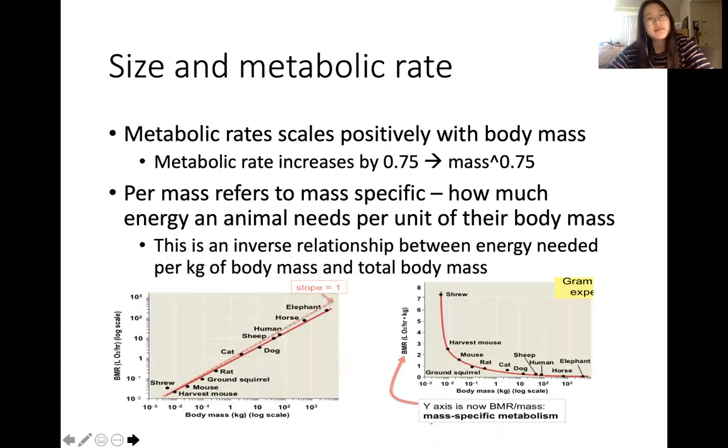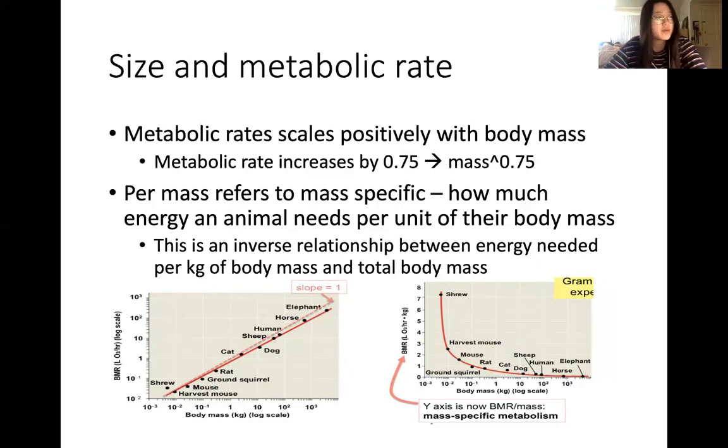So, size and metabolic rate. Metabolic rate scales positively with body mass. If you can see in this graph, metabolic rate increases by mass to the 0.75. If you see the slope right here, 1, which is the dashed line, the actual line is a little bit lower than that, so that tells us that it's mass to the 3/4.